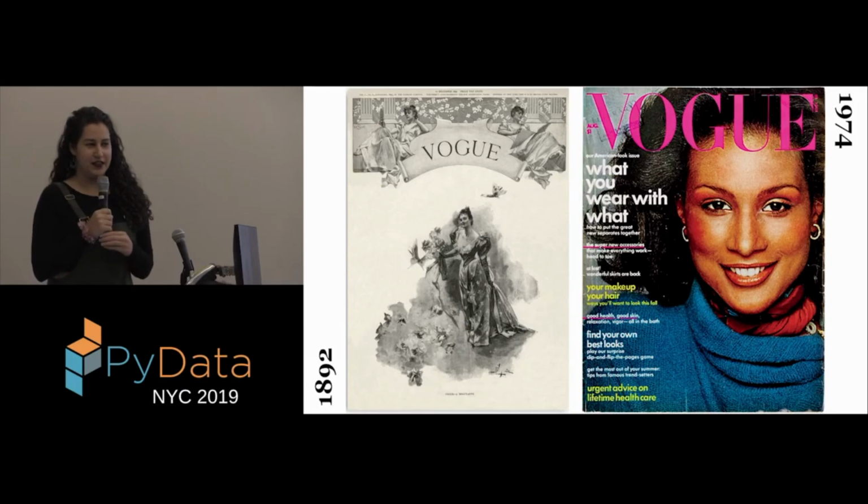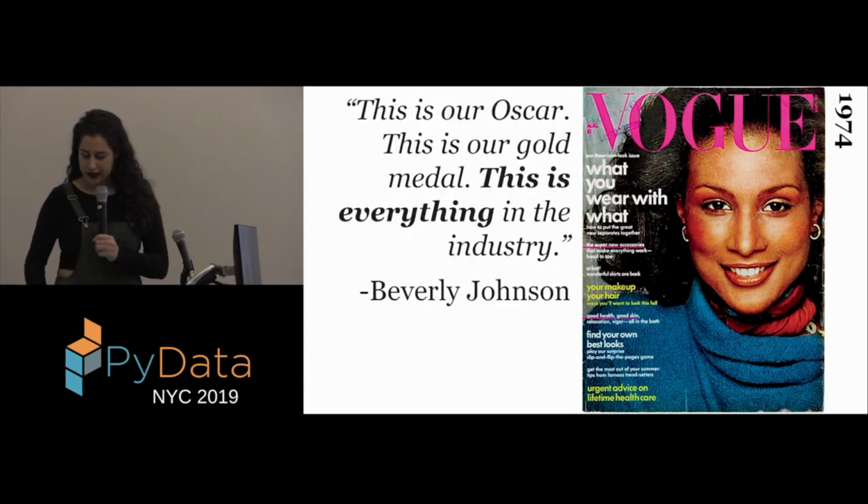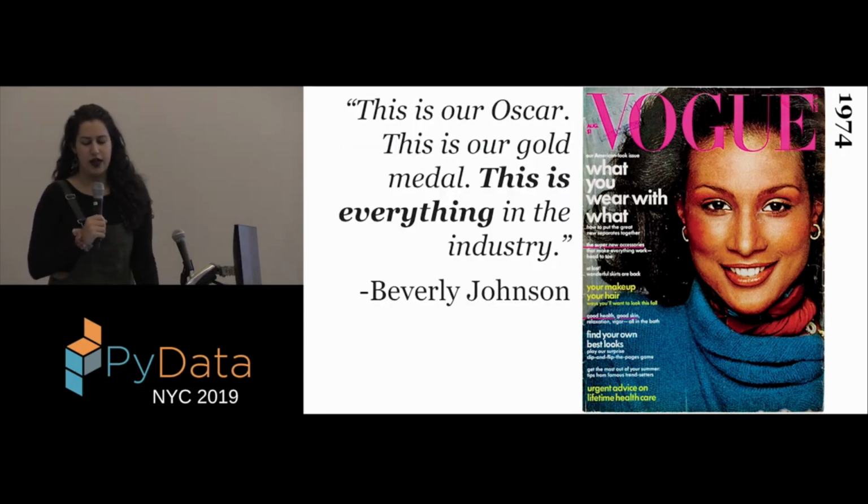This is Beverly Johnson, and she was talking in an interview about what it meant for a model to appear on the cover of Vogue. She says, "This is our Oscar, this is our gold medal, this is everything in the industry." So you really can't overstate how much of a milestone it is for a model to make it onto the cover of Vogue. And it took 80 years before that door was open to black women.